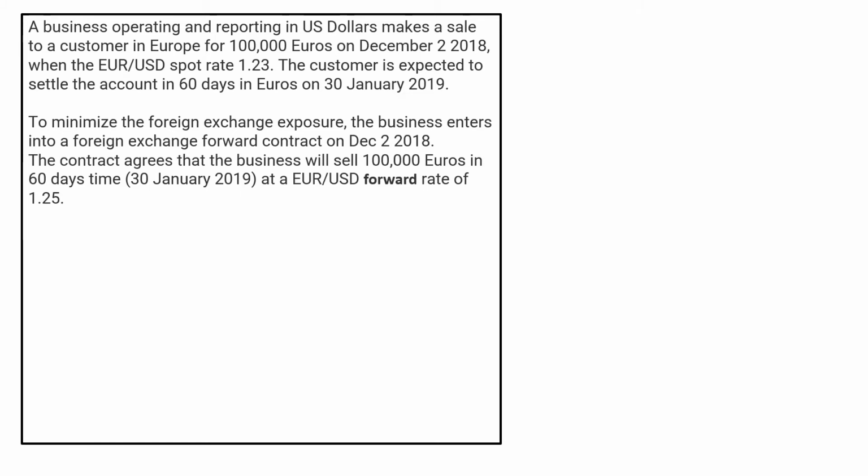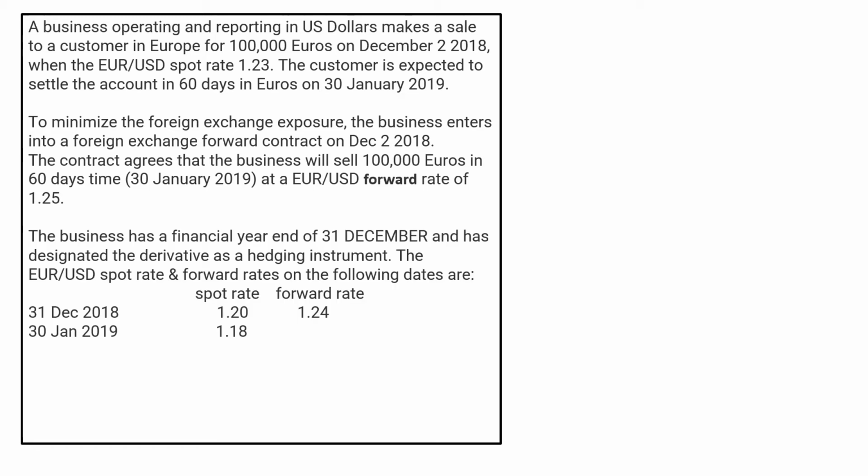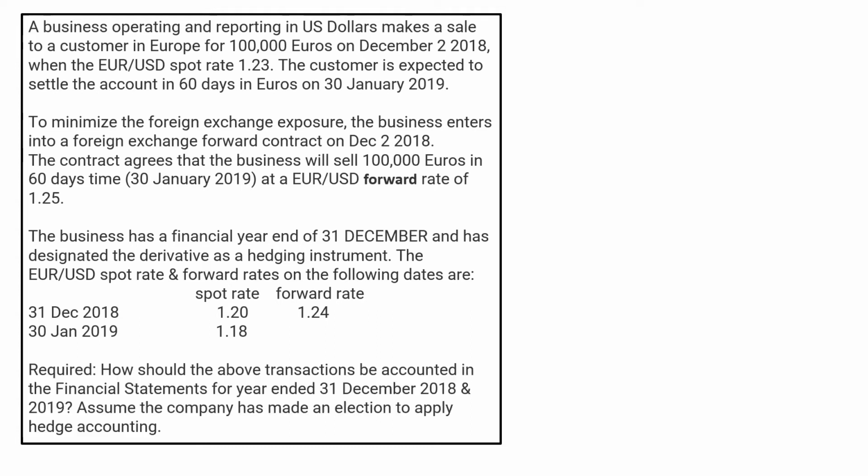The contract agrees that the business will sell 100,000 euros in 60 days' time, 30th of January 2019, at a Euro/USD forward rate of 1.25. So the business has a financial year end of 31st of December and has designated the derivative as a hedging instrument. The Euro-USD spot and forward rates on the following date, which is December 2018 and 2019, is given here.